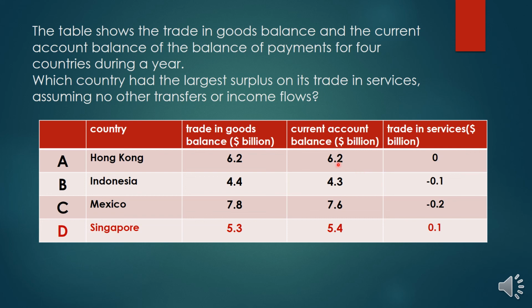So 6.2 minus 6.2 is 0. 4.3 minus 4.4 is equal to minus 0.1. 7.6 minus 7.8 is minus 0.2. 5.4 minus 5.3 is 0.1. Then the question is which country had the largest surplus on trading service? So you have to check which trading service is the largest. Yes, country Singapore is the largest. We got the idea.